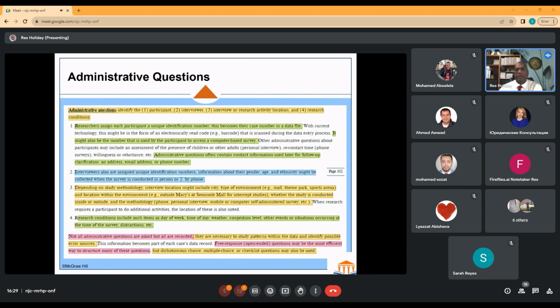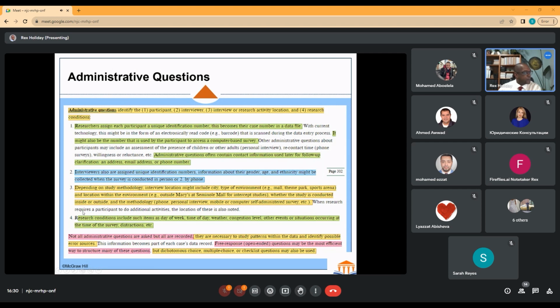If you're working with a group of individuals who are doing your research for you, it's important to be able to follow up with those who are conducting the interviews. There may be something that's not right with the data, or something's missing, and you need to follow up with them. Depending on the study methodology, interview location might include city and type of environment, such as a mall, theme park, sports arena, different things like that. And then whether the study is conducted inside or outside. And again, the methodology: phone, personal interview, mobile, or computer self-administered survey.